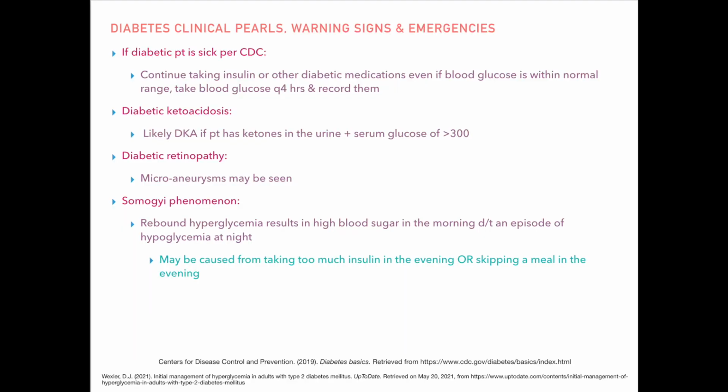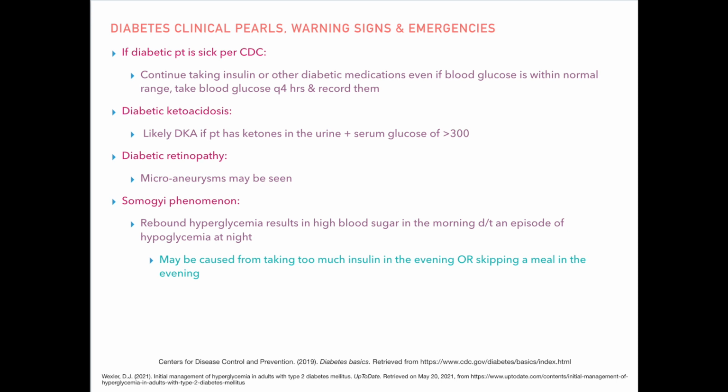All right, so the last slide here is just different clinical pearls, warning signs, and emergencies related to diabetes, just some important stuff that you should know. So first point being that if our patient with diabetes is sick, per the CDC, we want to educate that they continue to take their insulin or any of their other diabetic medications because, one, we know that infection can really affect a patient's blood sugar and make it really hard to manage, and we want to avoid them becoming very hyperglycemic due to their infections. We want them to continue to take their medications, but to, of course, be monitoring their blood sugar even more closely. It is recommended that they check it every 4 hours and then record them.